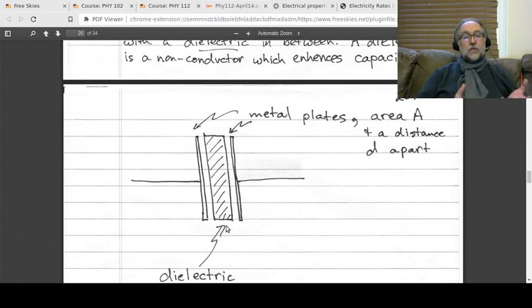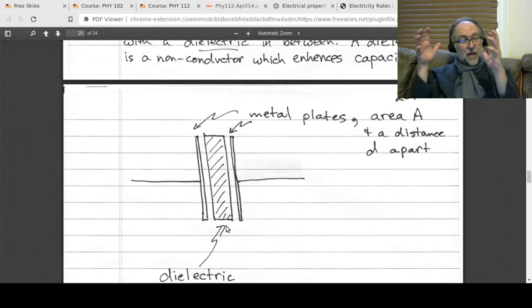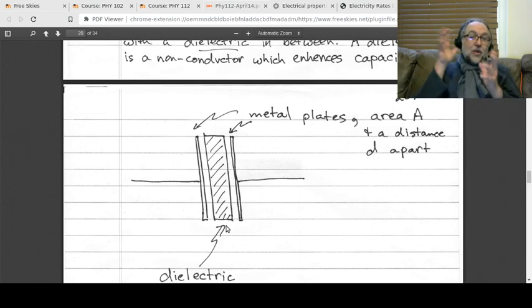Now, how it does that at the microscopic level, I don't want to get into the details, but basically the atoms and molecules get polarized. Like an atom has the electrons on the outside and a nucleus in the middle. The electrons get pulled towards the positive side of the plate, and the nucleus gets pulled towards the negative side, so that the atoms themselves have a positive and negative side to them. So each little atom acts like a little bit of a capacitor, and that enhances the entire capacitance of the entire device.